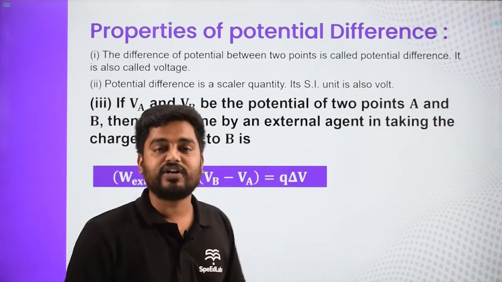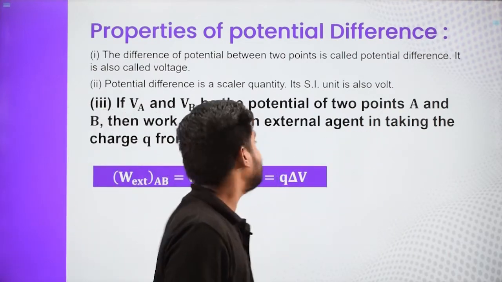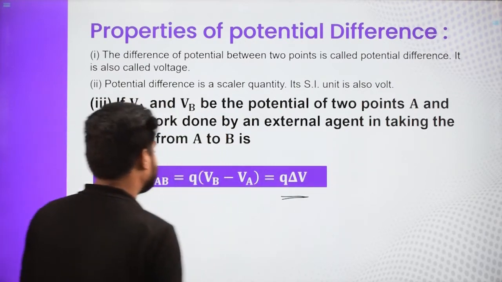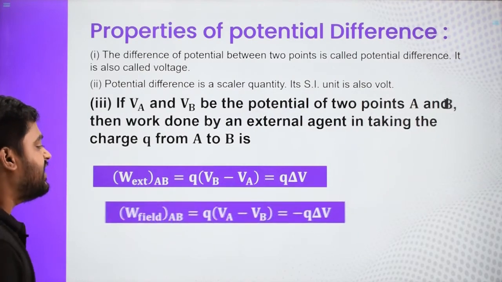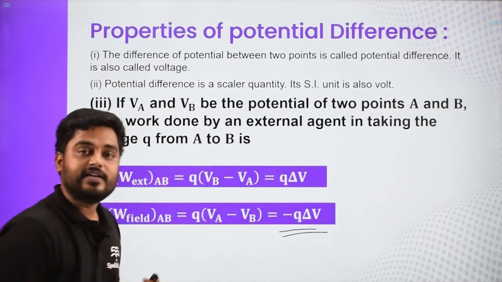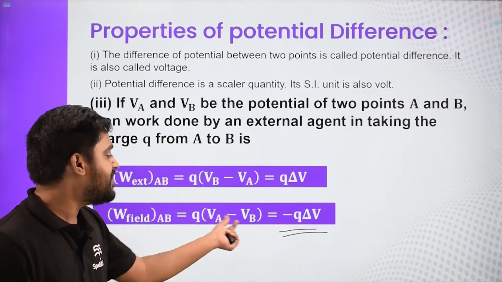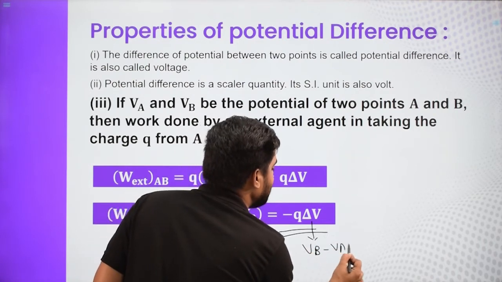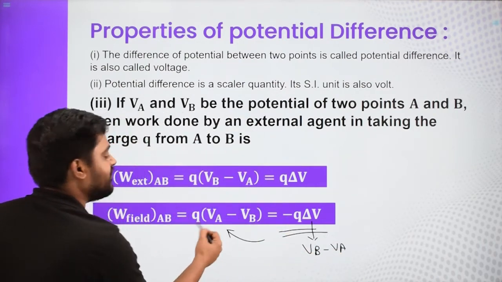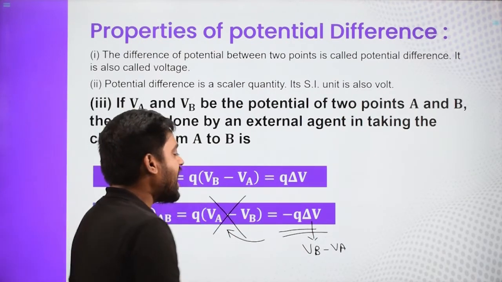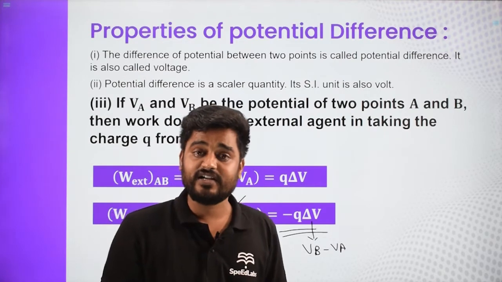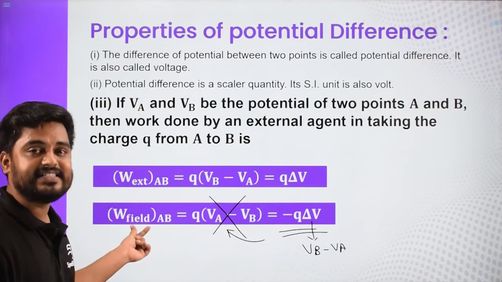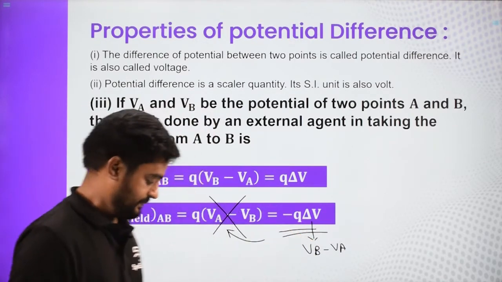If VA and VB are the potentials of two particular points A and B, then work done by external agent is nothing but Q delta V, we have already discussed. And if we talk about work done by electric field, then that is minus Q delta V. So delta V is nothing but VB minus VA. So this is final minus initial, that is VB minus VA, and there is this negative. So when this negative goes, we get VA minus VB. So rather than remembering this, I would suggest that you remember that work done by external force is Q delta V, while the work done by electric field itself is nothing but minus Q delta V.